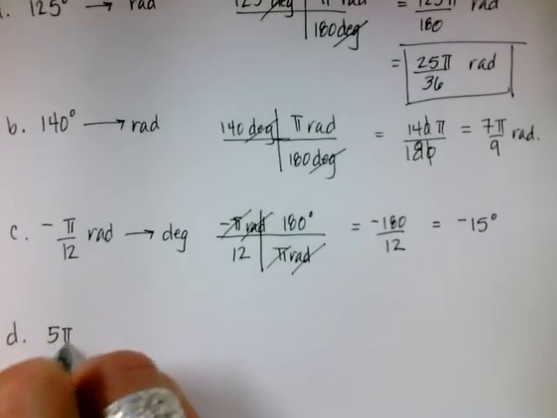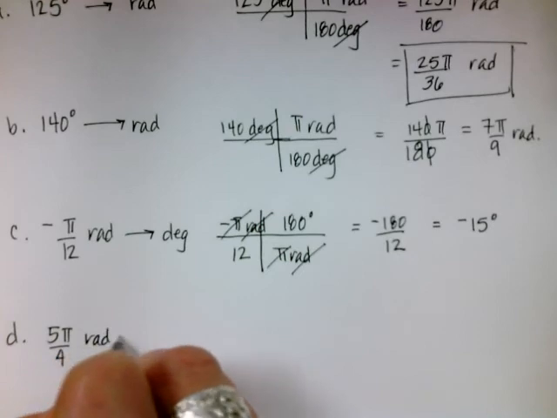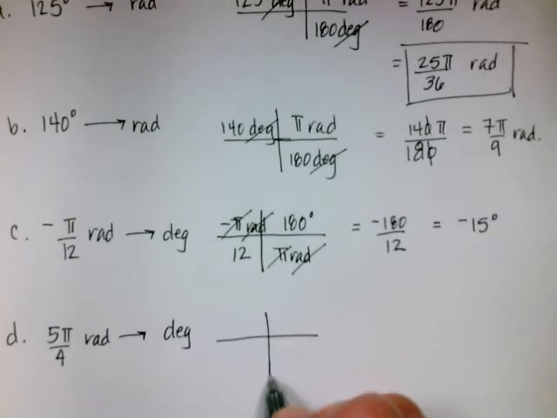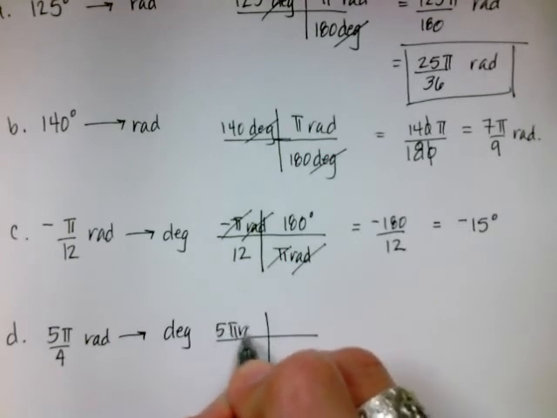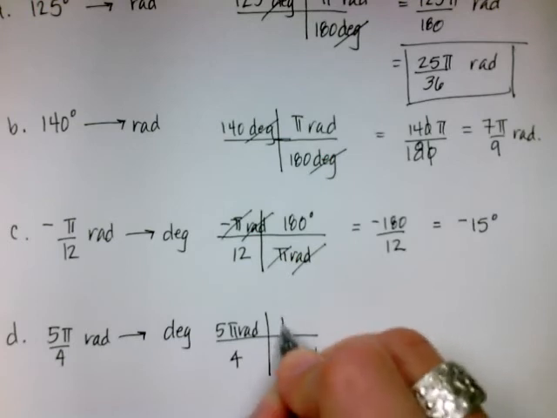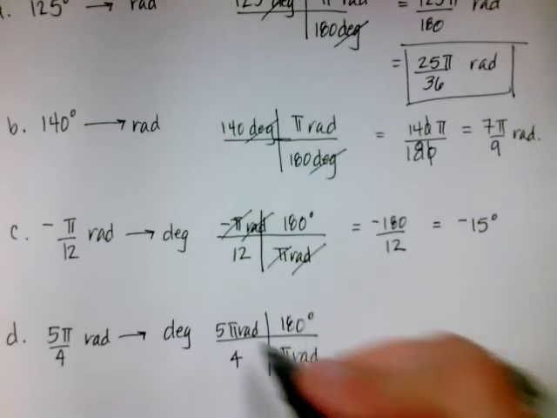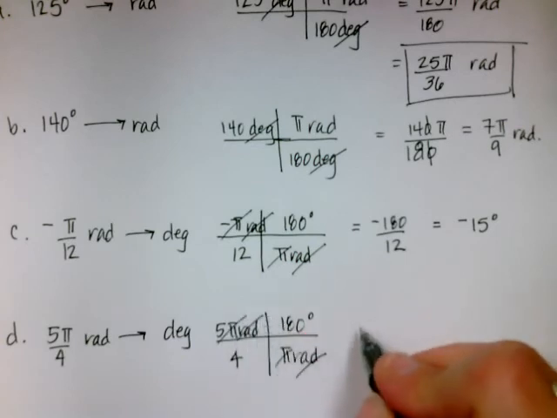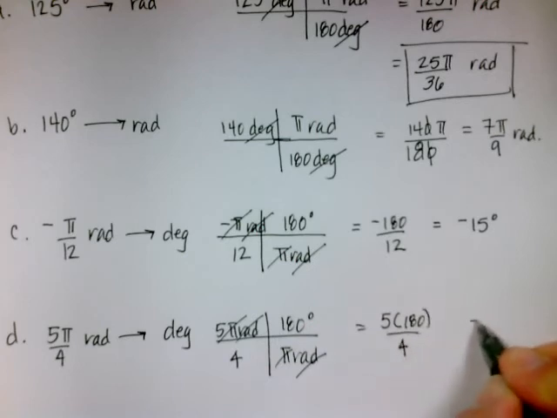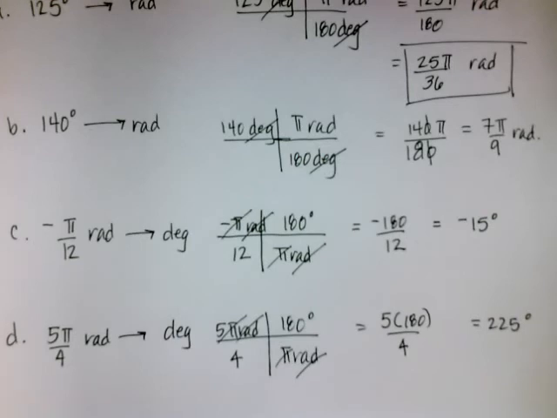My next one, I'm going to have 5 pi over 4 radians. I want to convert it to degrees. So again, I'm going to do my handy dandy little table. I have 5 pi radians over 4. There are pi radians in 180 degrees. Pi radians cancel. So now I have 5 times 180 divided by 4, and I end up with 225 degrees. So it's really not a difficult concept. All right, so now let me give you your problems.